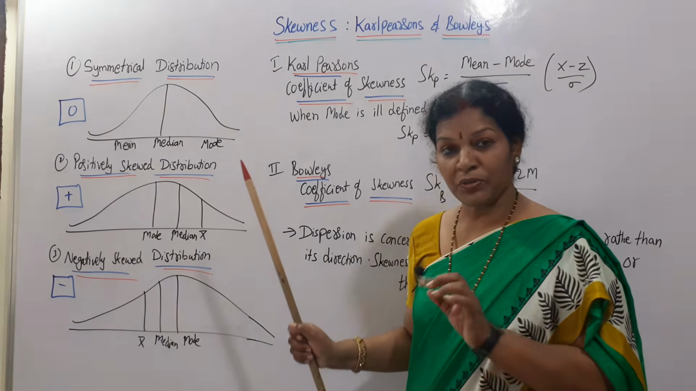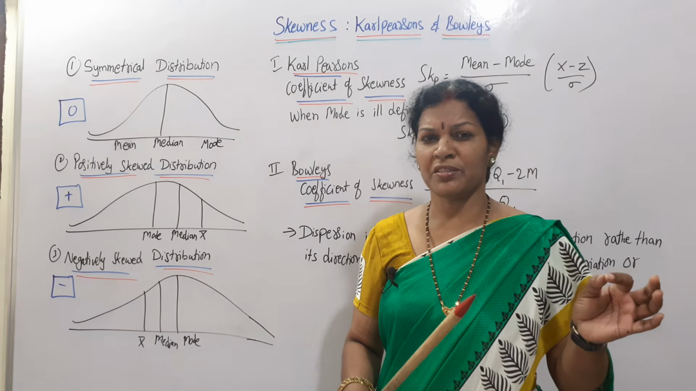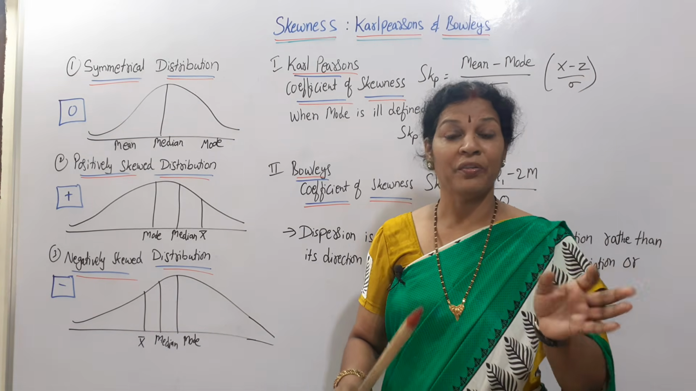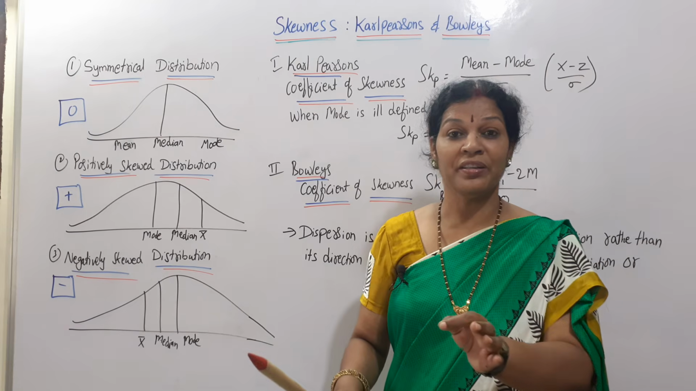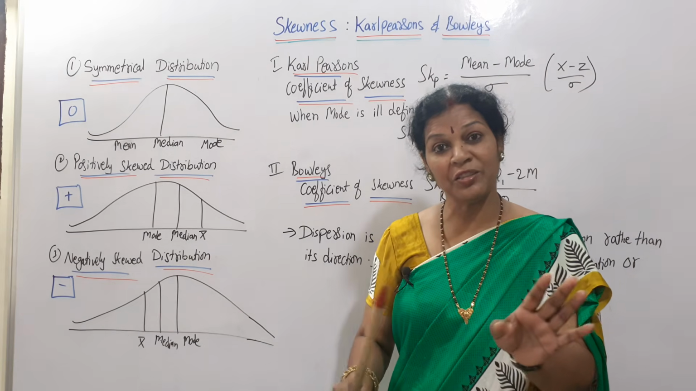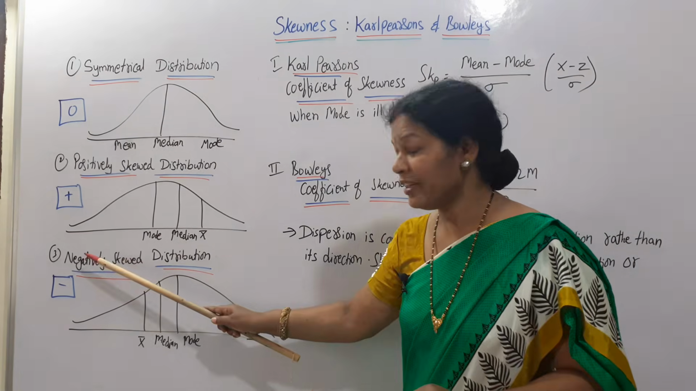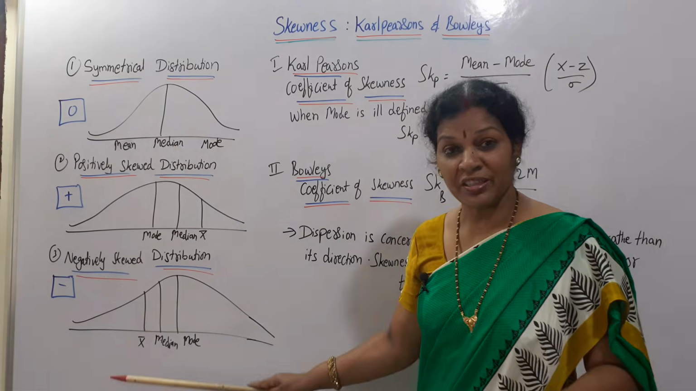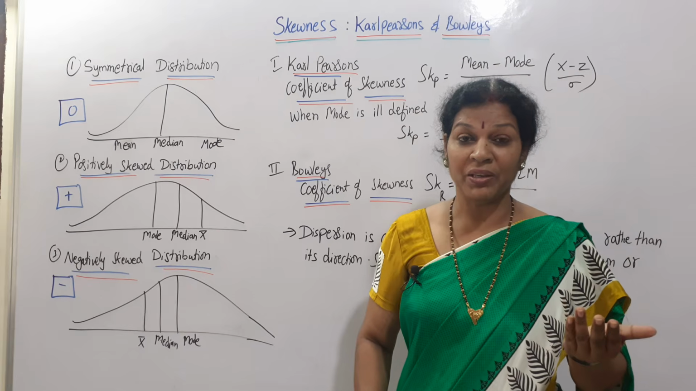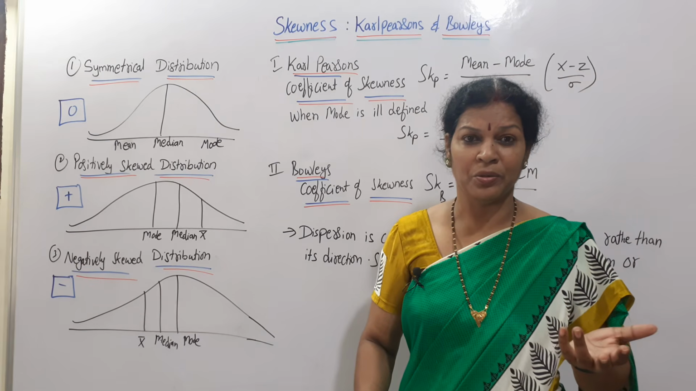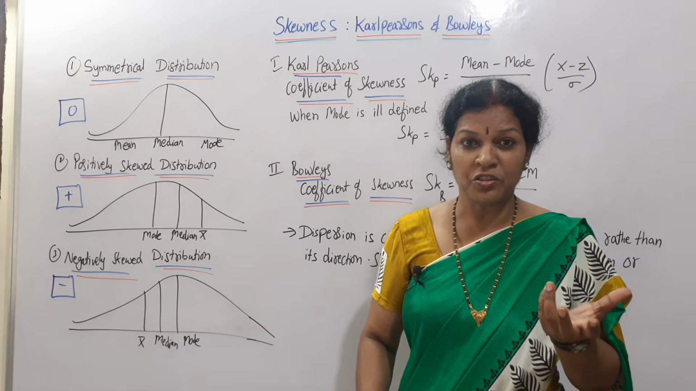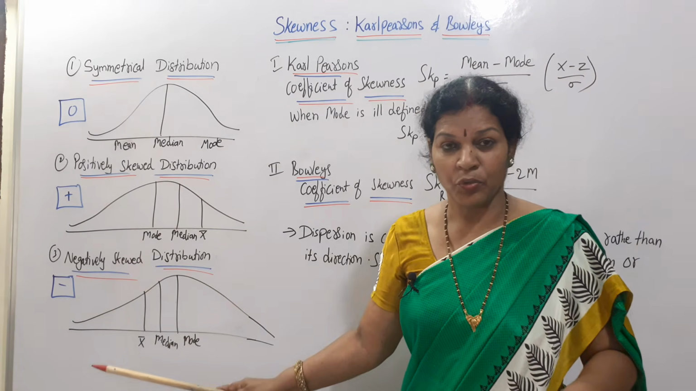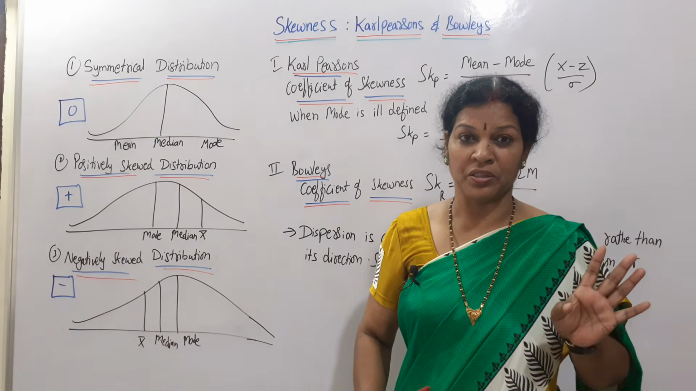Suppose the value of skewness is minus 0.3, minus 0.15, minus 0.75, anything minus. It means that it is a negatively skewed distribution. Are you getting it? In that way this is useful. Why are we calculating skewness, what is the value? It is to understand the distribution, whether it is positive, negative or symmetric. So for that purpose you are calculating skewness.